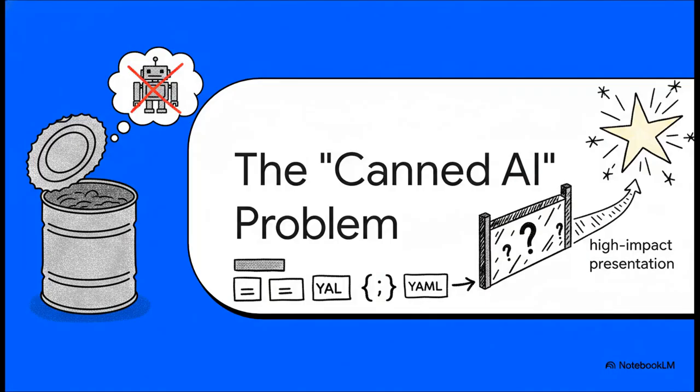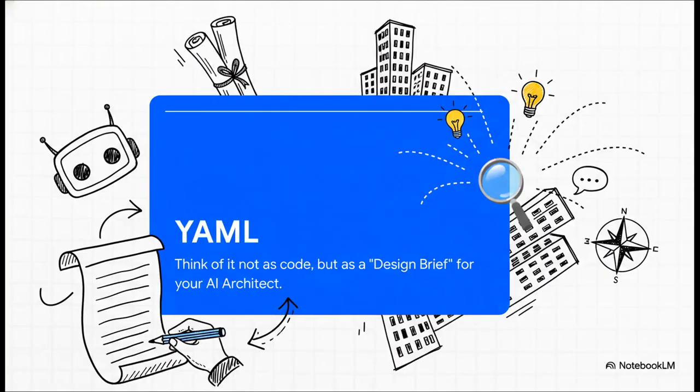All right, let's dive into what I call the canned AI problem. Because honestly, it's the biggest thing standing between you and a presentation that really, truly lands with impact. So the solution lies in this thing called YAML. And I know, it sounds super technical, but don't let the name freak you out. Seriously, forget code for a second. Just think of YAML as a design brief you're handing to your personal AI architect. It's just a simple list of very specific instructions for the exact look and feel you're going for.